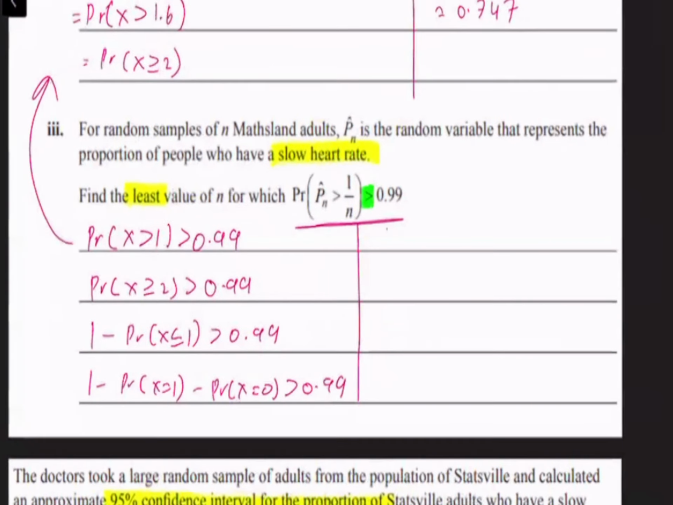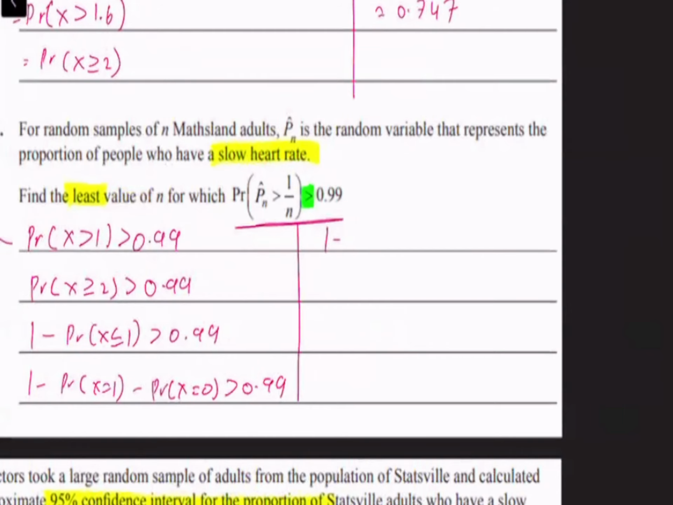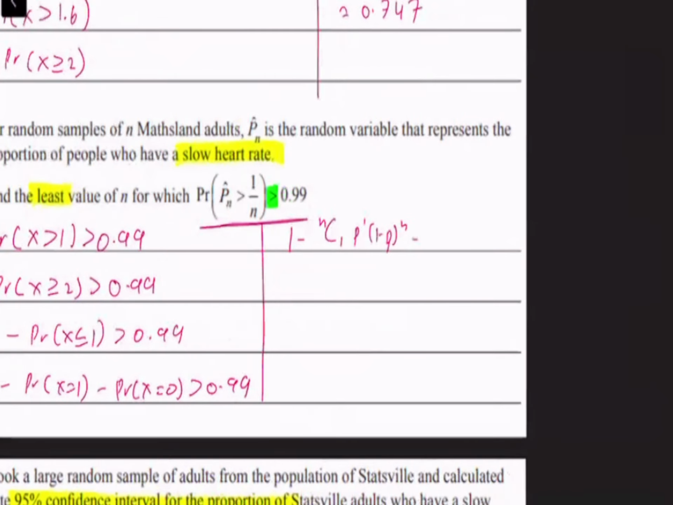And then you just have to expand everything using binomial distribution. So we have n choose 1, p^1, (1 minus p)^n, and then minus n choose 0, p^0, which is (1 minus p)^n. So less than 0.99.